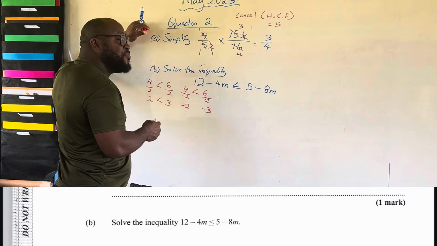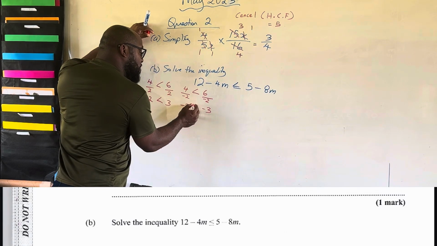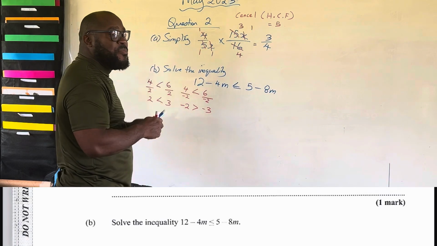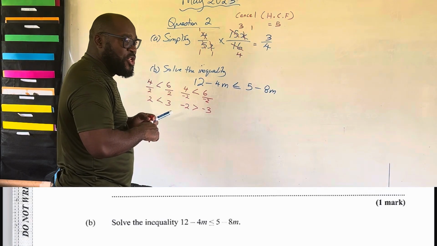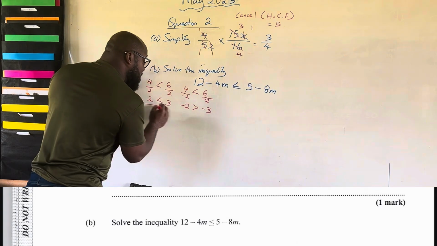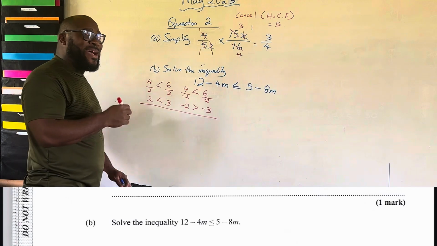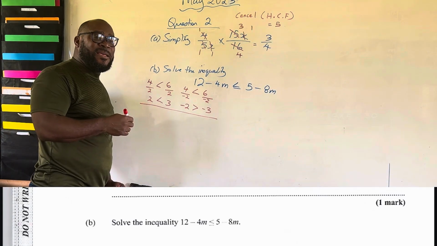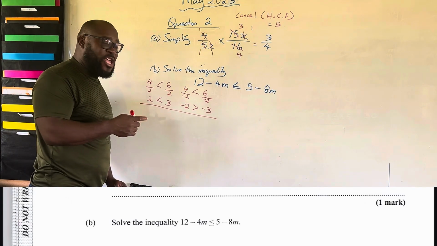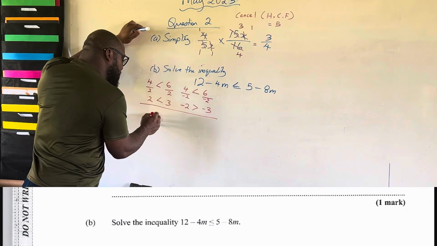Which one is bigger? Negative 2. What happened to the sign? It changed. Whether you're dividing or multiplying by a negative number, the sign has to change. Let's practice with multiplication now.